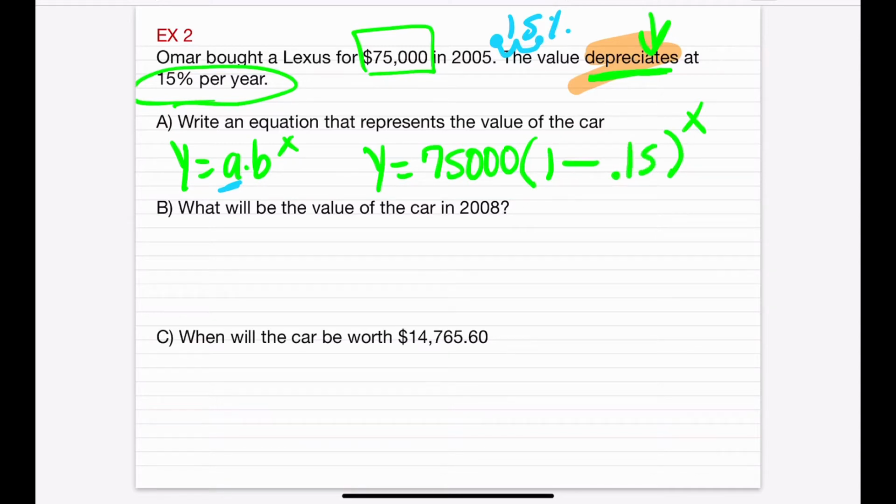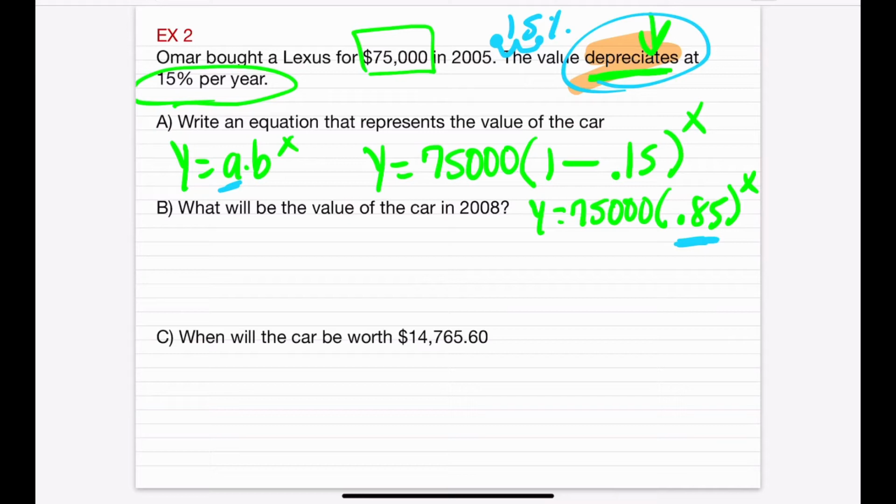Okay, so remember, you can do a little bit of simplification and you get y equals 75,000 times 1 minus 0.15, which is 0.85, to the power of x. And as you can see, here is our decay factor. It's less than 1, so it should be a decay problem, and it is. Now, part B. What will be the value of the car in the year 2008? So remember, this right here represents a x value, a time. So let's find the difference in years. The value of the initial car was 2005, and it's asking us about the value of the car 3 years later. So we're going to substitute 3 for x.